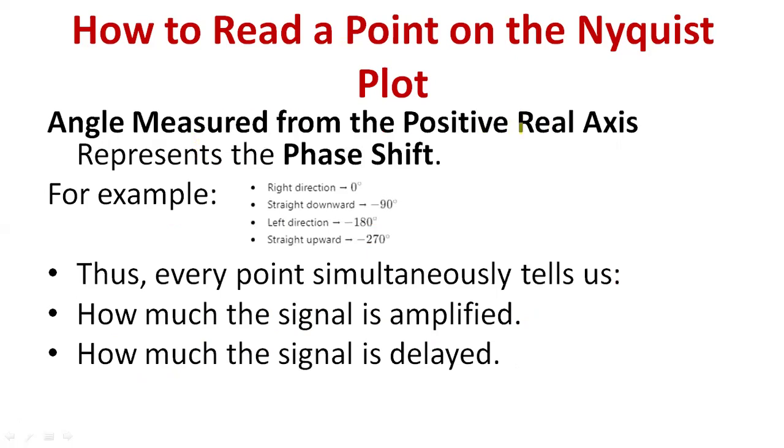By the way, the previous slide provided the information about the magnitude. This slide provides the plotting of phase. So, the angle is measured from the positive real axis. For example, the right direction is 0 degree, straight downward is minus 90 degree, the left direction is minus 180, and straight upward is minus 270 degree. This is the thumb rule for plotting the phase. So every point shows how much the signal is getting amplified and how much it is getting delayed, based upon the angle. Delay is measured with respect to angle.